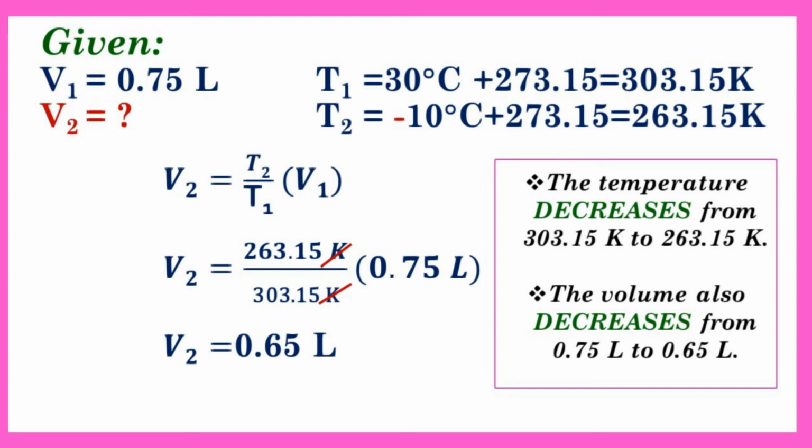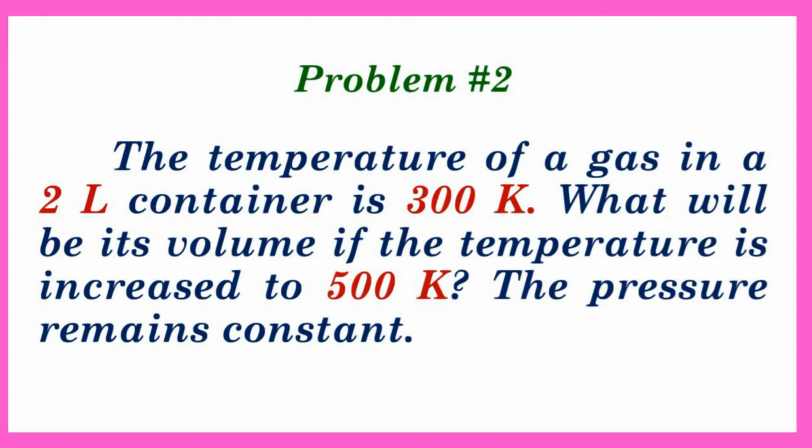We can see from the data that the temperature decreases from 303.15 Kelvin to 263.15 Kelvin. In the same manner, the volume also decreases from 0.75 liter to 0.65 liter. Let's have problem number 2. The temperature of a gas in a 2-liter container is 300 Kelvin. What will be its volume if the temperature is increased to 500 Kelvin?